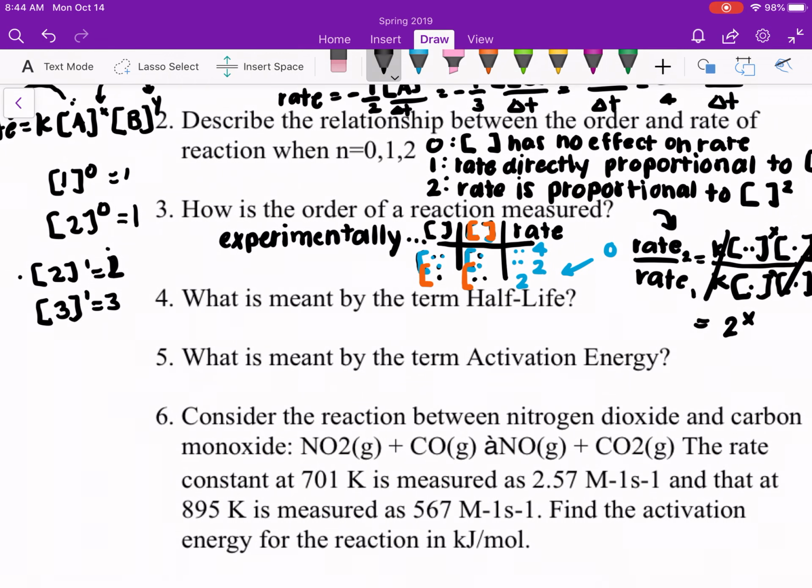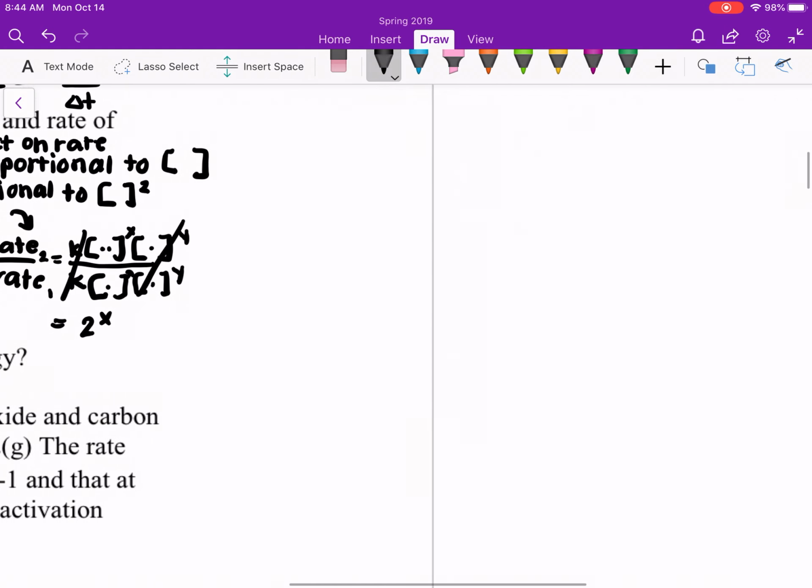What is meant by the term half-life? Okay, this is very important. This is just the time to get to 1/2 the original concentration. So I'll just write A0, right? It's important because students tend to want to go directly to the half-life equations when you should be using the integrated rate laws. I think the integrated rate laws are important to know because they're fun. That's a lie, they're not fun, but I tried.